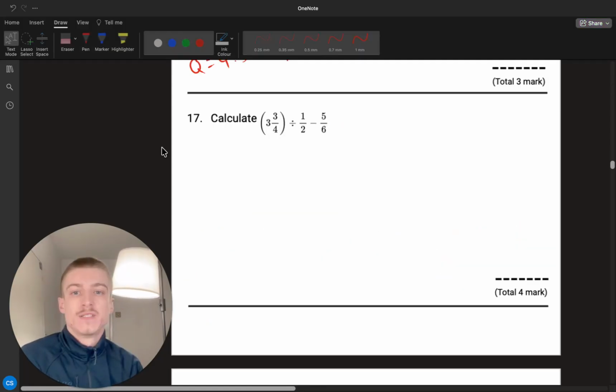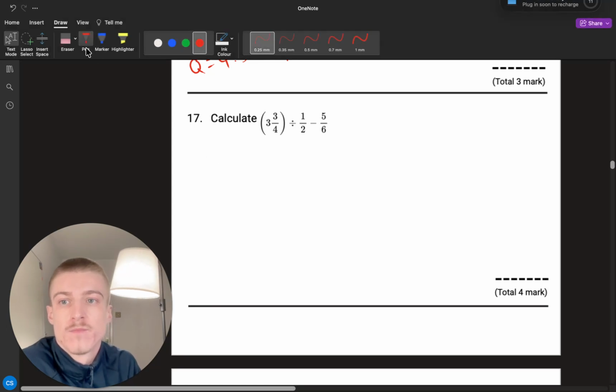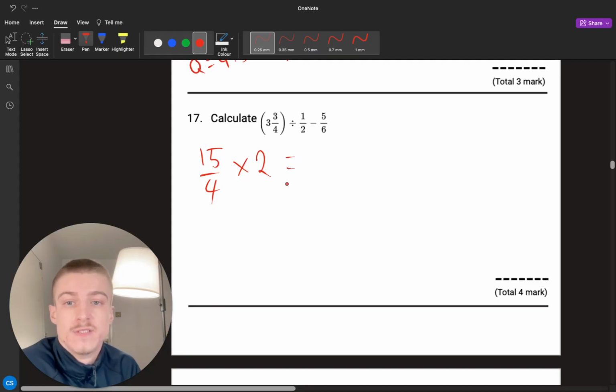Perfect. Question 17. Calculate 3 and 3/4 divided by a half, take away 5 over 6. So let's convert our mixed number into an improper fraction. 3 times 4 is 12. Add the 3. We've got 15 over 4. Dividing by a half is the same as multiplying by 2. So that gives us 30 over 4, which is 15 over 2.